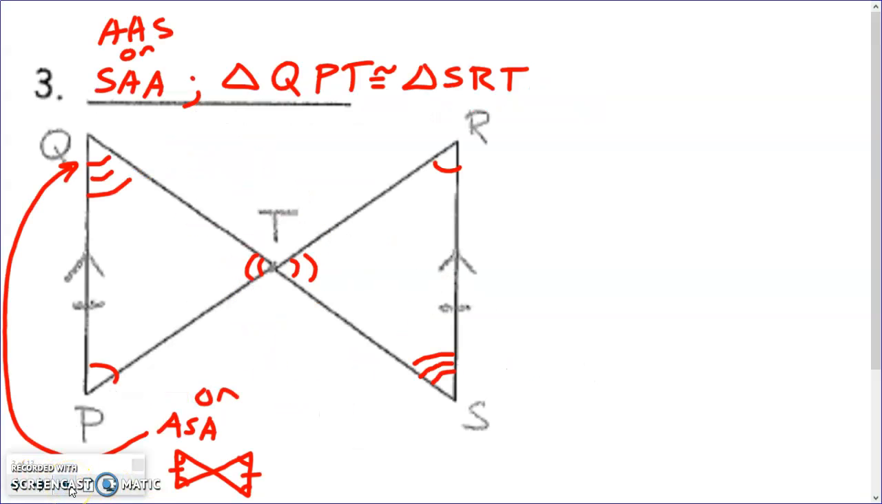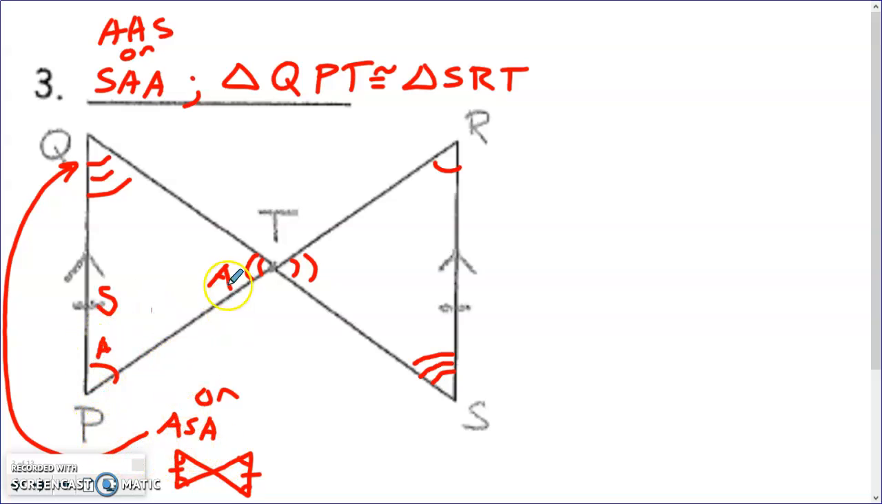Number 3 here, and I got a lot of angles drawn here, but if we just use a vertical angle, we get an angle here, an angle here, and a side here, and yes, I want that to be an A. That's how I get angle, angle, side, or the opposite, side, angle, angle.